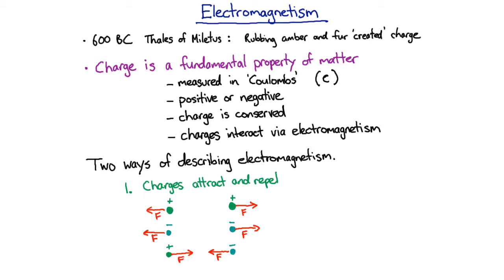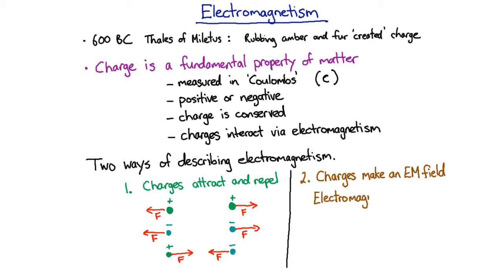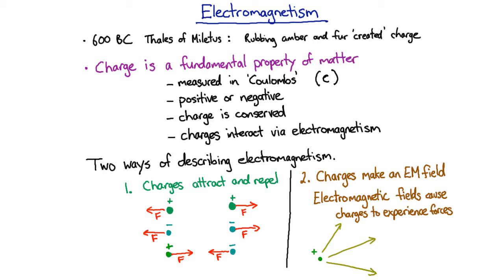And the second model is that charges make an electromagnetic field. And then electromagnetic fields cause charges to feel forces. So you can basically see that these two models are equivalent. In both cases, you have a force on one charge due to another charge, except in this second model, you've got a charge making a field and then the field making a force. And so you just got this extra step.